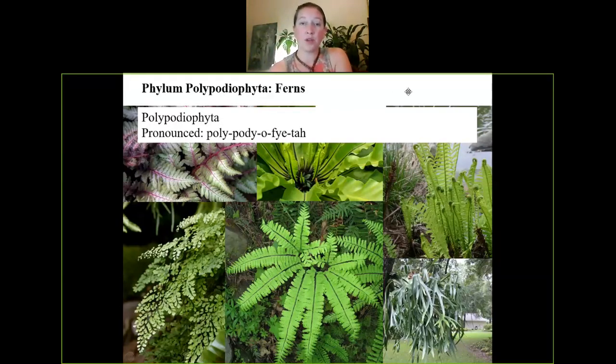So the vascular plants we're going to talk about today are in 3 different phyla. The first phylum is Polypodiophyta. Remember, when you see that, I know I'm repetitive, but it helps you remember. When you see that ending phyta, you know you're talking about a phylum, right? So Polypodiophyta, which is the ferns. We'll talk about them today.